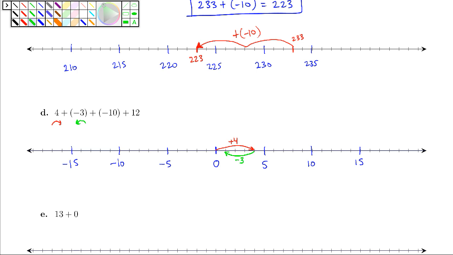And then I'm going to go 10 units in the negative direction. So let's see, here's 5, 10 units in the negative direction. And then what color am I going to choose? I guess I'll go black. 12 units to the right. So 5, 10, 12. So it looks like we landed on the number 3.